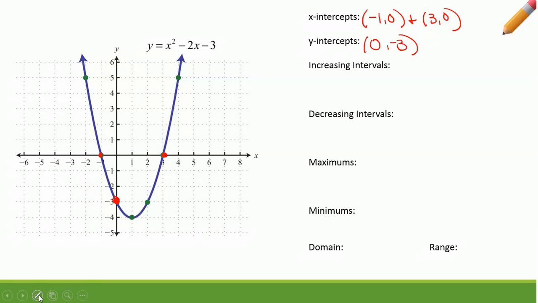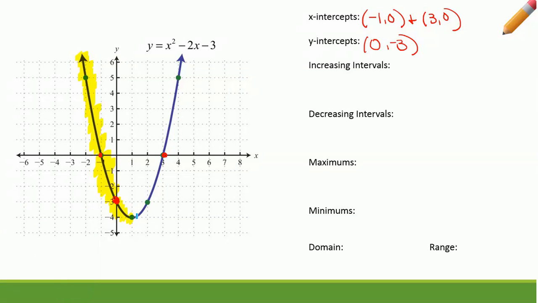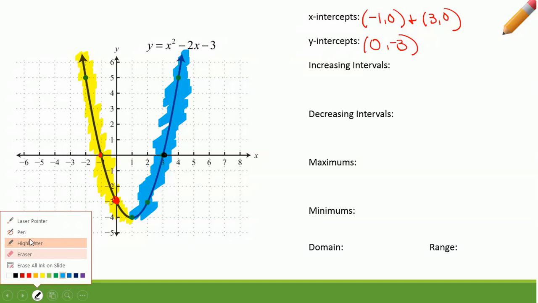Well, let's take my highlighter here. It looks like I'm decreasing right here, right? My graph is going downwards, and I stop going downwards right there. Then it looks like I'm increasing from here to there, right? So let me write here with our increasing.